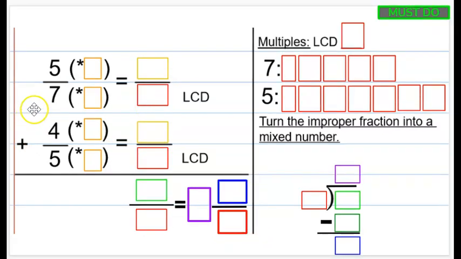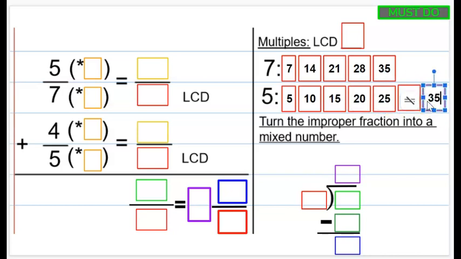So just like Monday and Tuesday, we're going to notice these are unlike fractions. The denominators are not the same. So the first thing we need to do is find our least common denominator. We're going to count by 7s and 5s until we get to the smallest one they both have. So if I count by 7s, I would say 7, 14, 21, 28, 35. And if I count by 5s, 5, 10, 15, 20, 25, 30, 35. 35 is our LCD. It is our least common denominator.